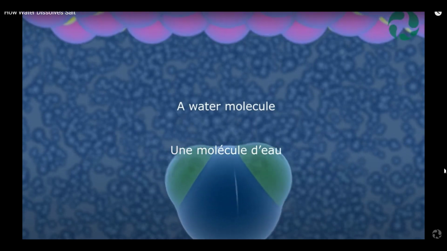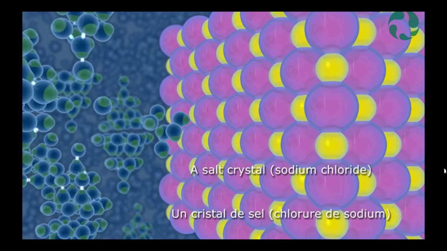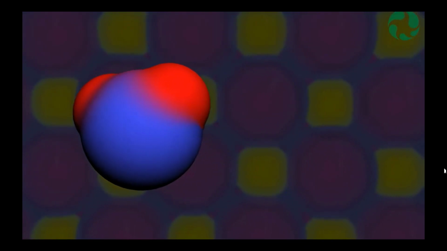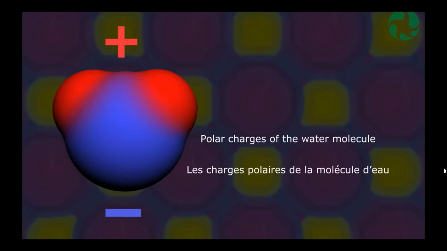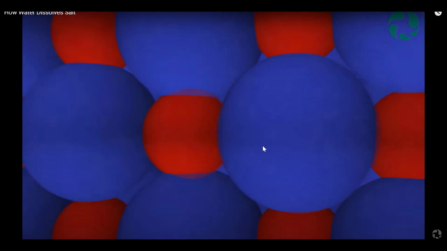So there's your water molecule bouncing around in solution. And there's your salt crystal, sodium chloride. So we know water molecules are polar, simply based on the asymmetric distribution of charge in the molecule. That's what polarity is.